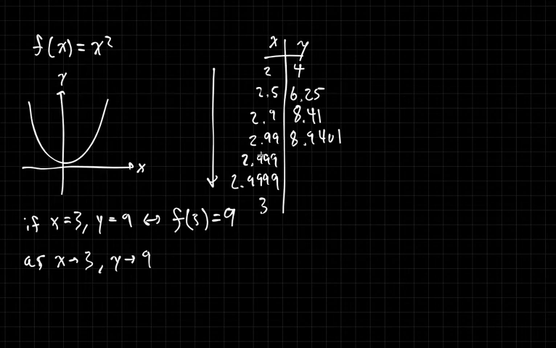2.999 gives 8.99401. And finally, 2.9999 gives 8.9994001. Okay, I could pick more x values that get closer to 3, but judging by the way these numbers are going, I could probably assume that the outputs, or y, would be 8.99999, something like that, right? Because these numbers appear to have that pattern.